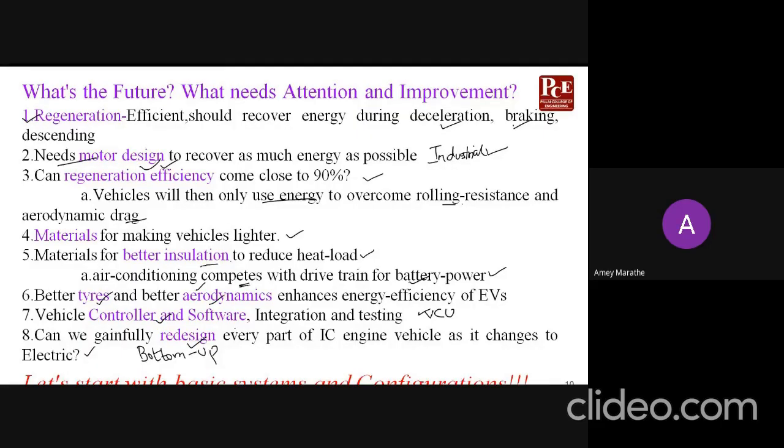And that is why, if you want to understand all this, and if you want to understand how to do this, we will have to start with the basic systems and configuration. So we need to understand how EV layouts have evolved over the years, and that is what we are going to do today. So let us start with the configuration.